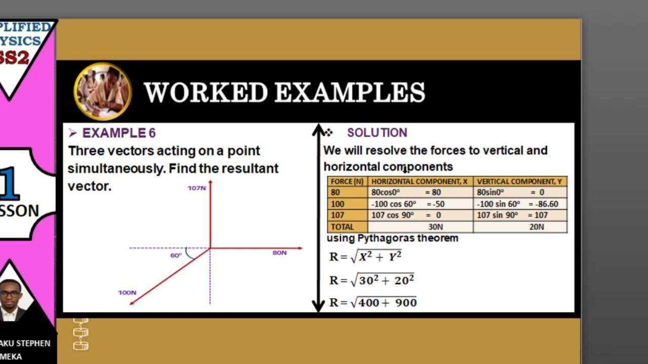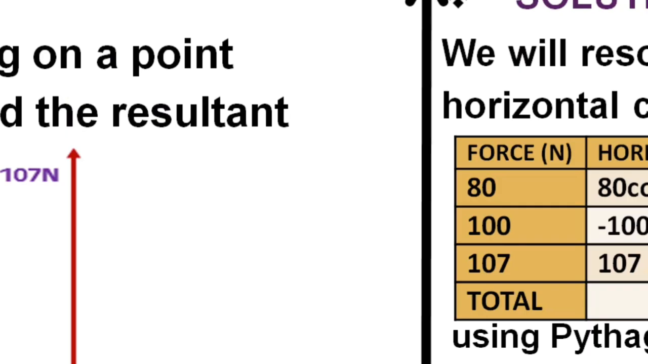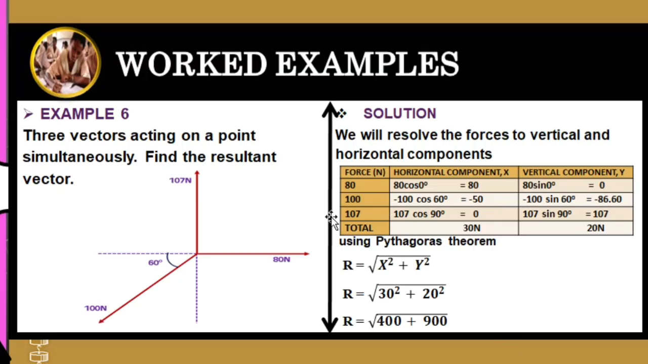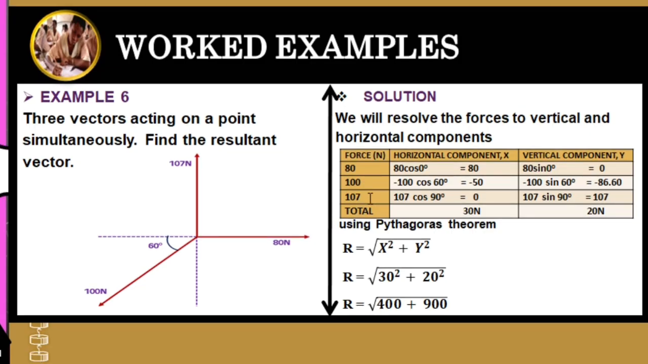Coming to the table, we resolve the forces into vertical and horizontal components. The first thing is, how many forces do we have here? We have three forces: 80 Newton, 100 Newton, and 107 Newton. Now you notice that this 80 Newton is a horizontal force, so the angle is 0. So 80 cos 0 gives us 80 as the horizontal component. Since it's a horizontal force, it has no vertical component, so its vertical component is 0.